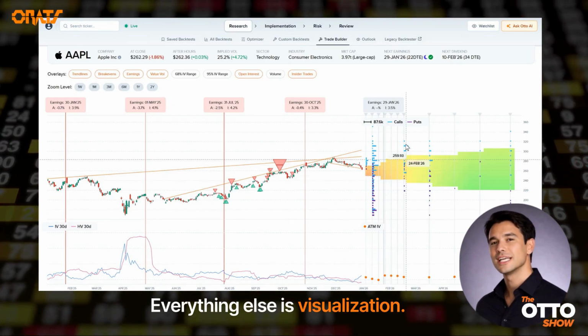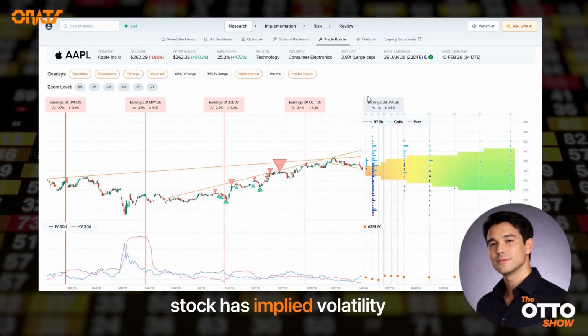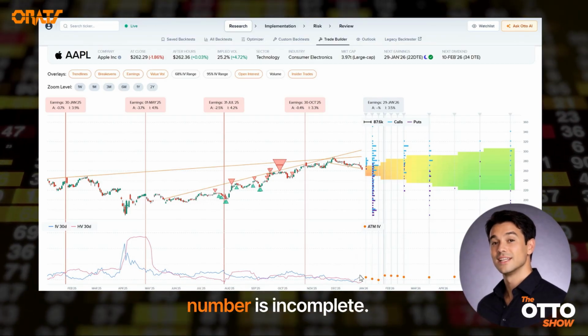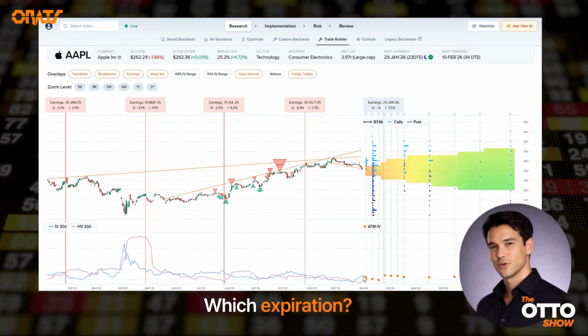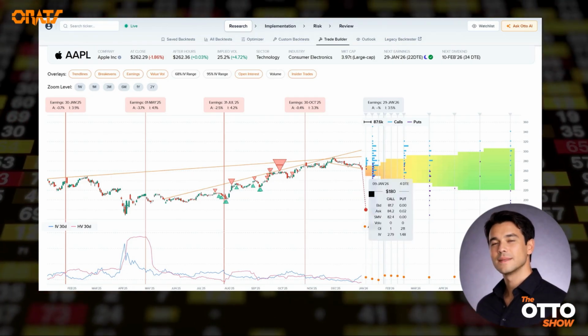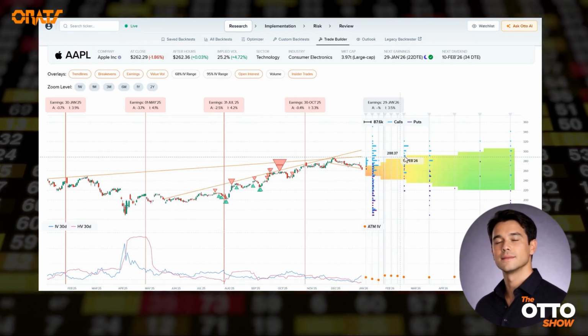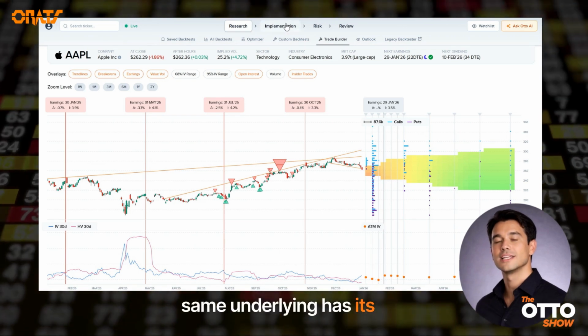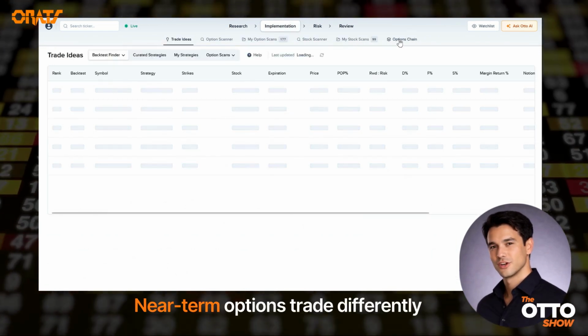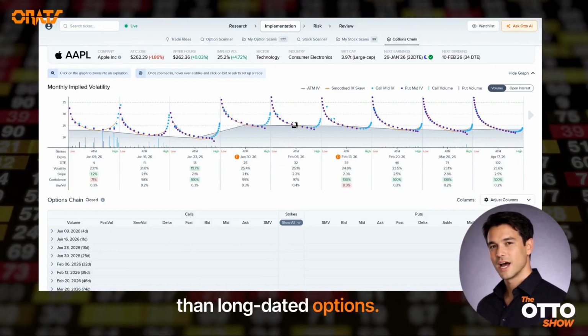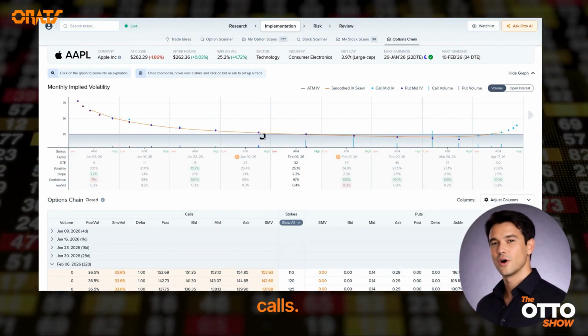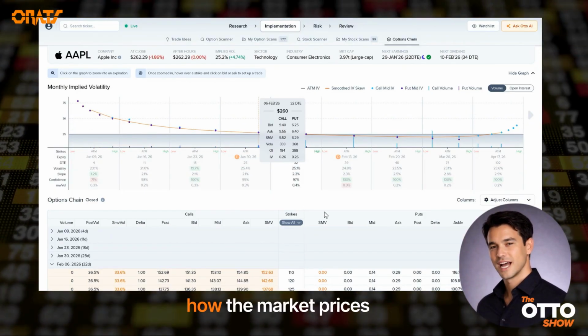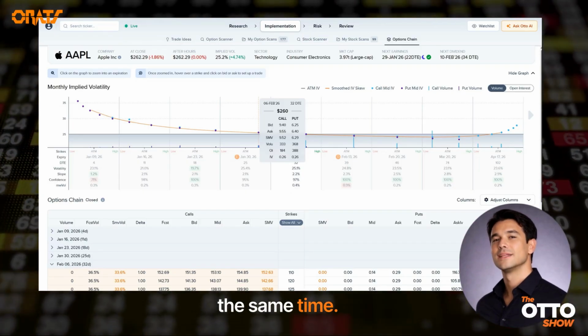Everything else is visualization. When someone says a stock has implied volatility of 25%, that number is incomplete. Which expiration? Which strike? At the money or out of the money? Every option on the same underlying has its own implied volatility. Near-term options trade differently than long-dated options. Puts trade differently than calls. The volatility surface is how the market prices all of that at the same time.